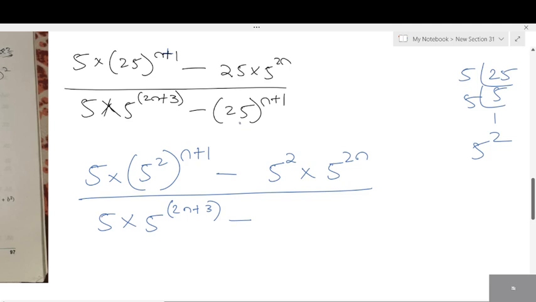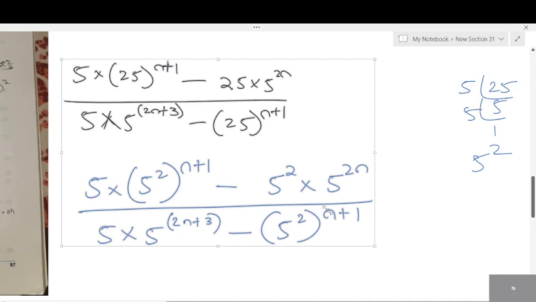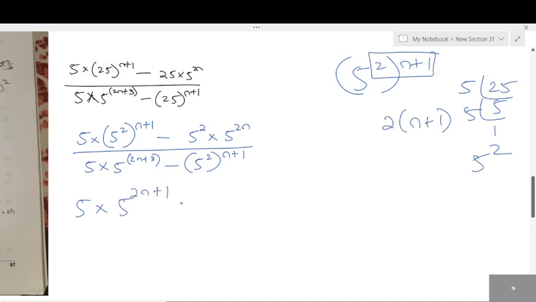Next, tell me this one. How do I factorize? Power n plus 1. Now, Abigail, you respond. You multiply. We'll keep 5 as it is. What happens to the next one? Multiply these two. What is 2 into n plus 1? Yes, 2n plus 2. Tell me the next one. Keep 5 square as it is, into 5 to the power of 2n. This remains as it is.